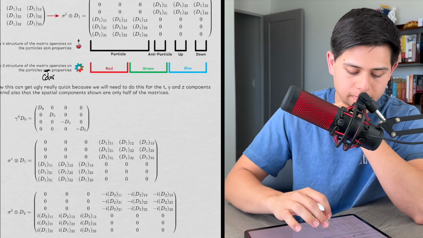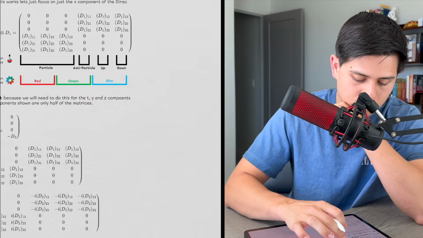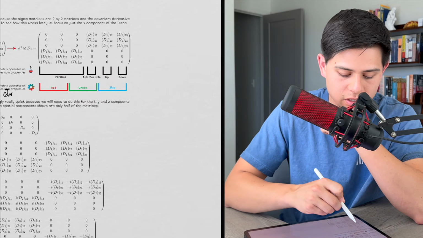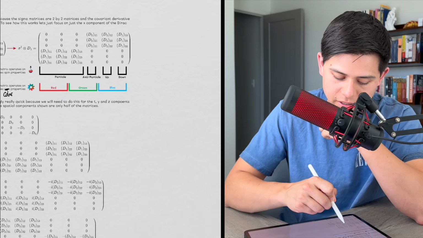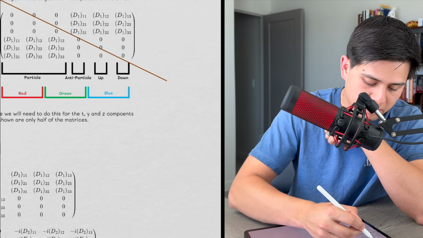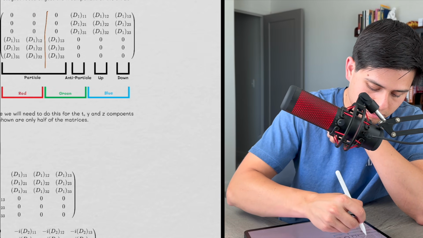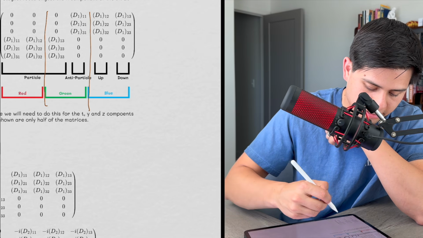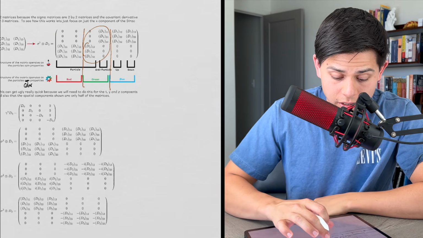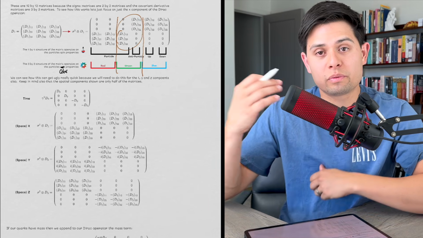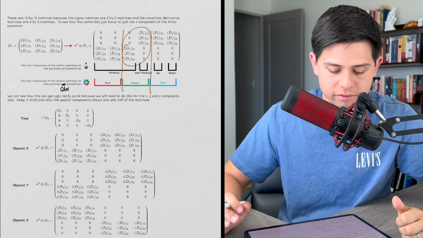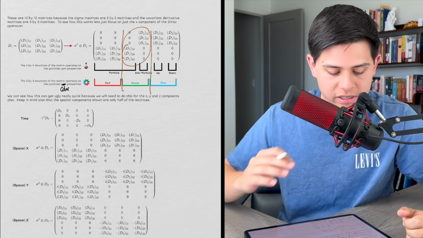Color properties. And so we have particles, antiparticles, up, down, and then we have red, green, blue. And the spin properties, that's where we see the mixing, right? The mixing between right here, right? We see this mixing of these guys. So this is our matrix theory for quarks. This is how we're going to understand the covariant derivative in terms of understanding the dynamics of quarks.